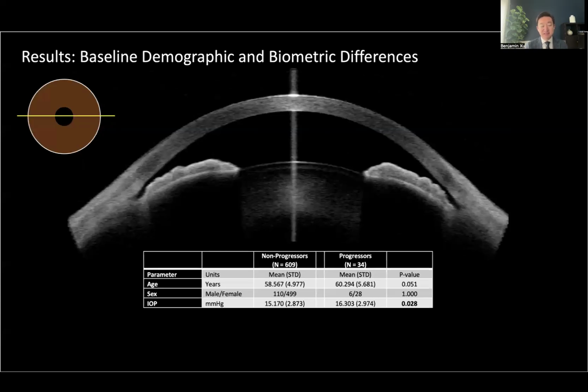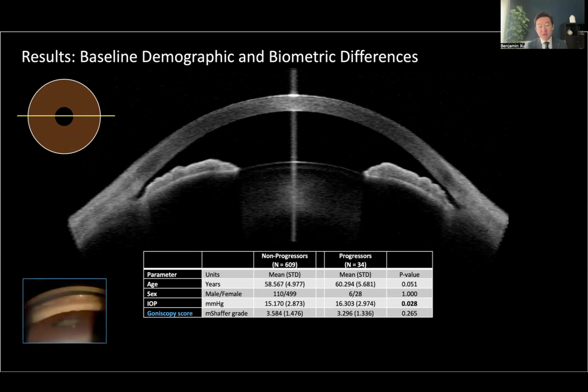This table summarizes the baseline demographic and biometric differences between progressors and non-progressors. What we can see here is that progressors tended to have higher intraocular pressure at baseline. There was no difference in cumulative gonioscopy score, which is a sum of the gonioscopy grades across the 4 quadrants.